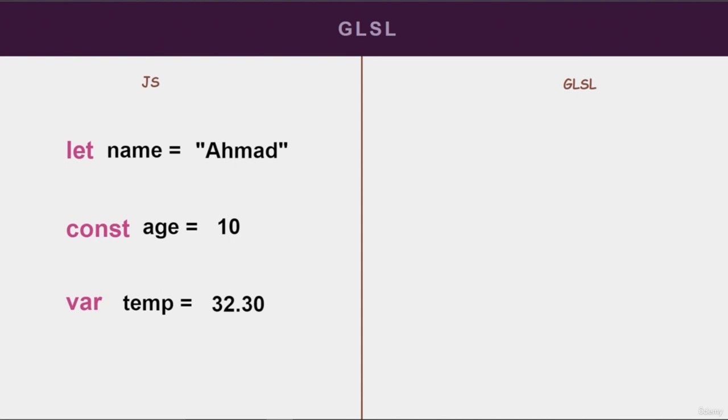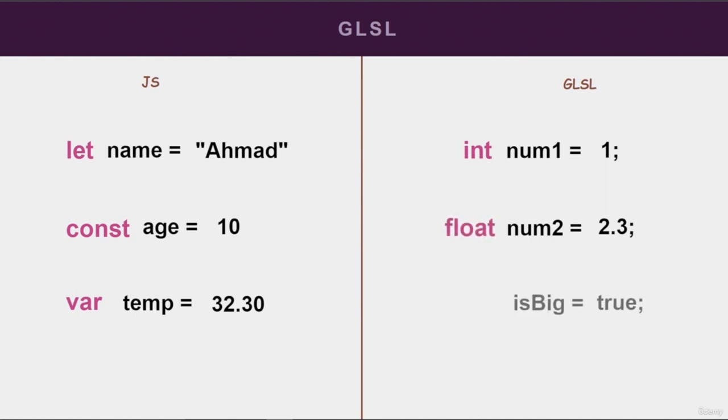But in GLSL, because it is a strongly typed language, we have to give the variable a type. So if I want to save an integer value inside the variable, then we have to use int. And if we want to save a float number inside the variable, then we have to write float. And if we want to save a boolean value inside the variable, then we have to write bool, meaning that we have to know the value that we want to save inside the variable. In GLSL, we have to write the semicolon at the end of each line. And if we forget to write it, then we will have an error inside the console.